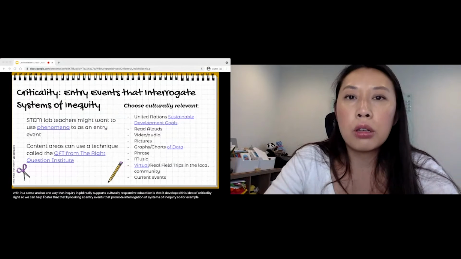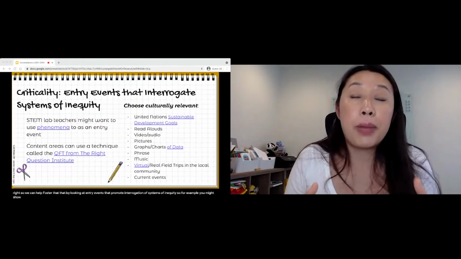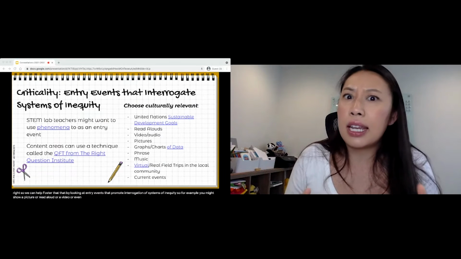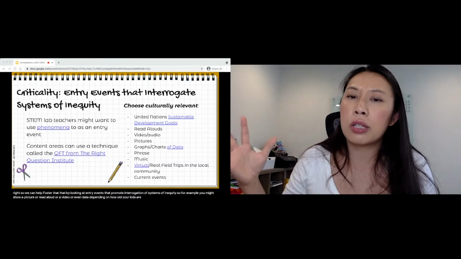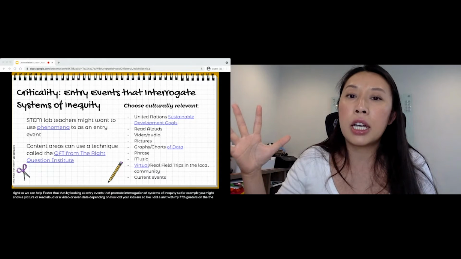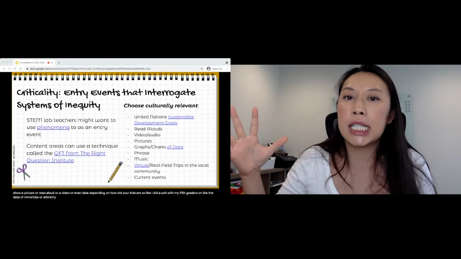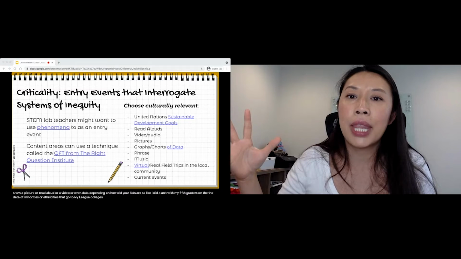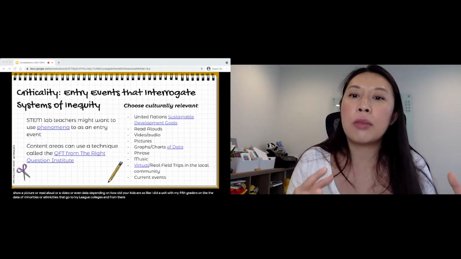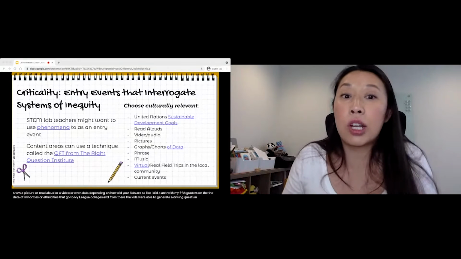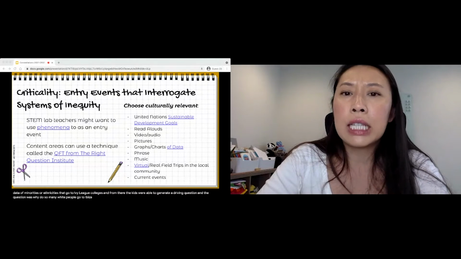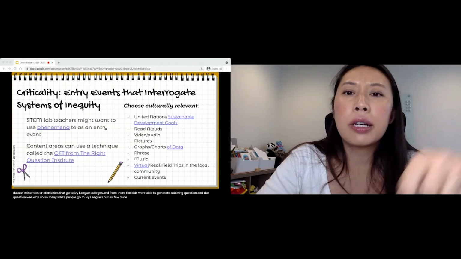For example, you might show a picture, a read-aloud, a video, or even data, depending on how old your kids are. I did a unit with my 5th graders on the data of minorities or ethnicities that go to Ivy League colleges in a pie chart. From there, the kids were able to generate a driving question: why do so many white people go to Ivy Leagues, but so few minority kids do?